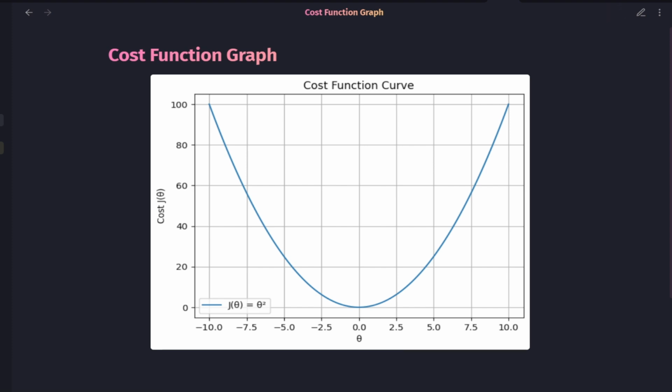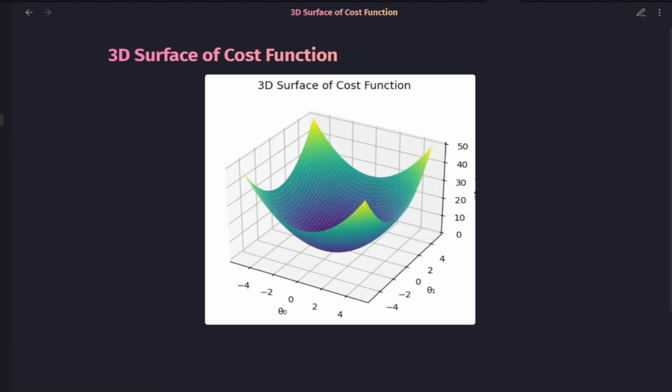Next, we will see the graph when we change both parameters, 3D surface of cost function. This 3D graph shows how the cost changes with different values of theta 0 and theta 1, which represent bias and weight in our model. The surface looks like a bowl, and our goal is to reach the lowest point at the center, where the cost is minimal. Gradient descent helps us find that lowest point by adjusting theta 0 and theta 1 step by step. Just like sliding down the surface toward the center, the algorithm keeps moving in the direction that reduces the cost. This visual helps us understand how the model learns and improves predictions.